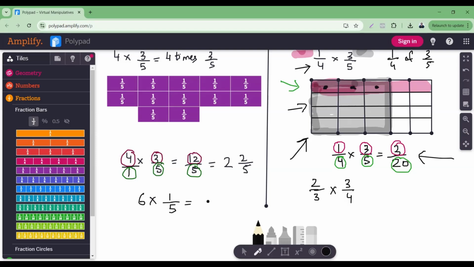I hope you've understood multiplication of fractions in the perfect way, the concept as well as the technique that can be used to do it quickly. I'll see you in the next video. Bye-bye.